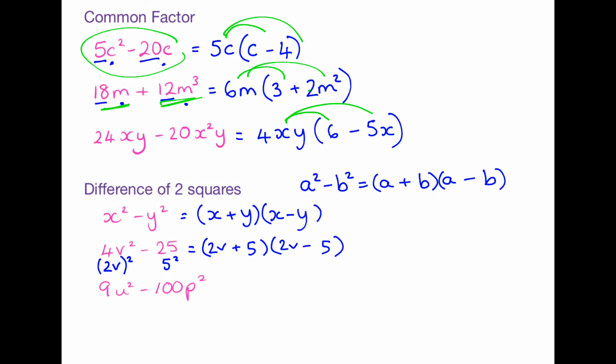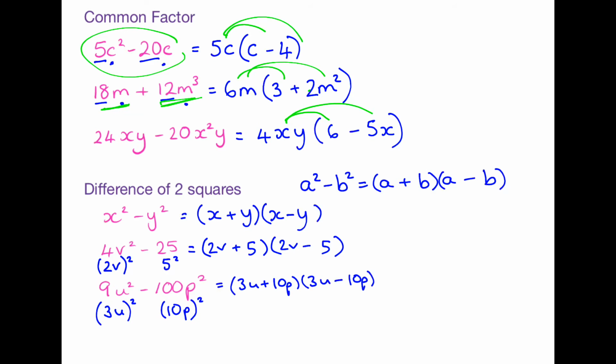All right, and then the last one, the thing that's squared to give us 9u squared. So 3 squared is 9, u squared is u squared. And then we've got 10 squared is 100, and p squared is p. So what we've got here then in our two brackets, we've got 3u in the front of our brackets, 10p in the end of our brackets, and then a plus and a minus.